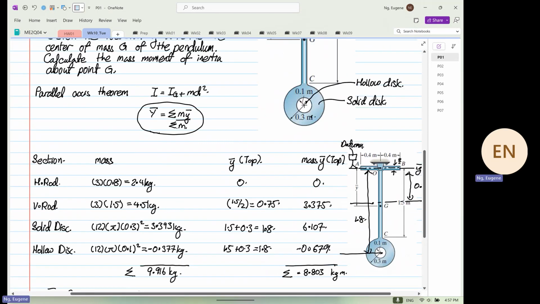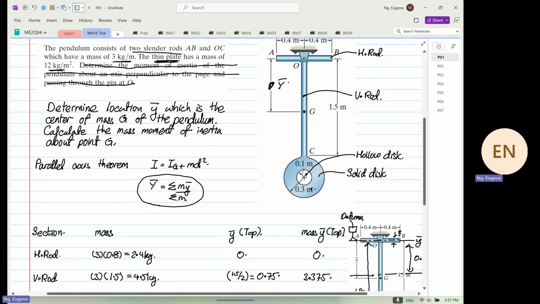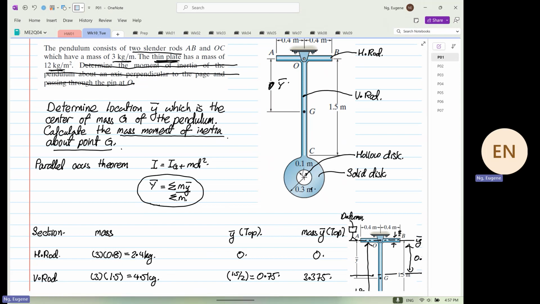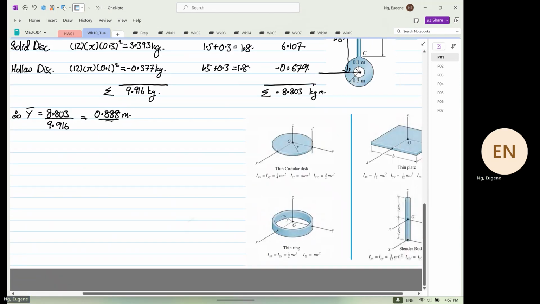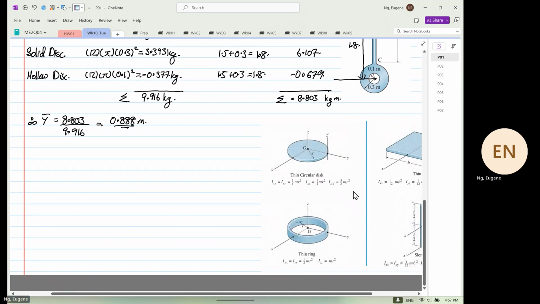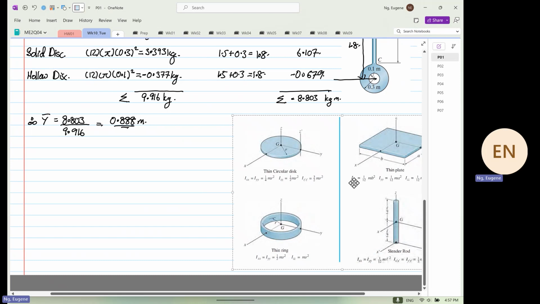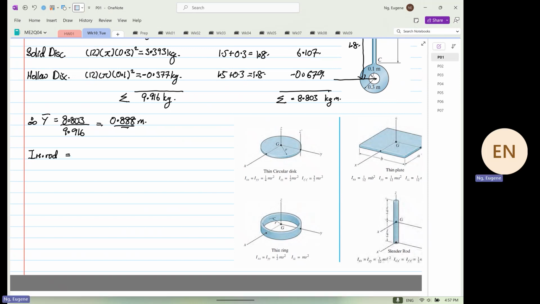The next question that we're going to attempt is the mass moment of inertia about point G. Okay, I want to focus on this diagram over here whenever possible. So we're going to find the I for the horizontal rod. Mass moment of inertia is kilogram meter squared.